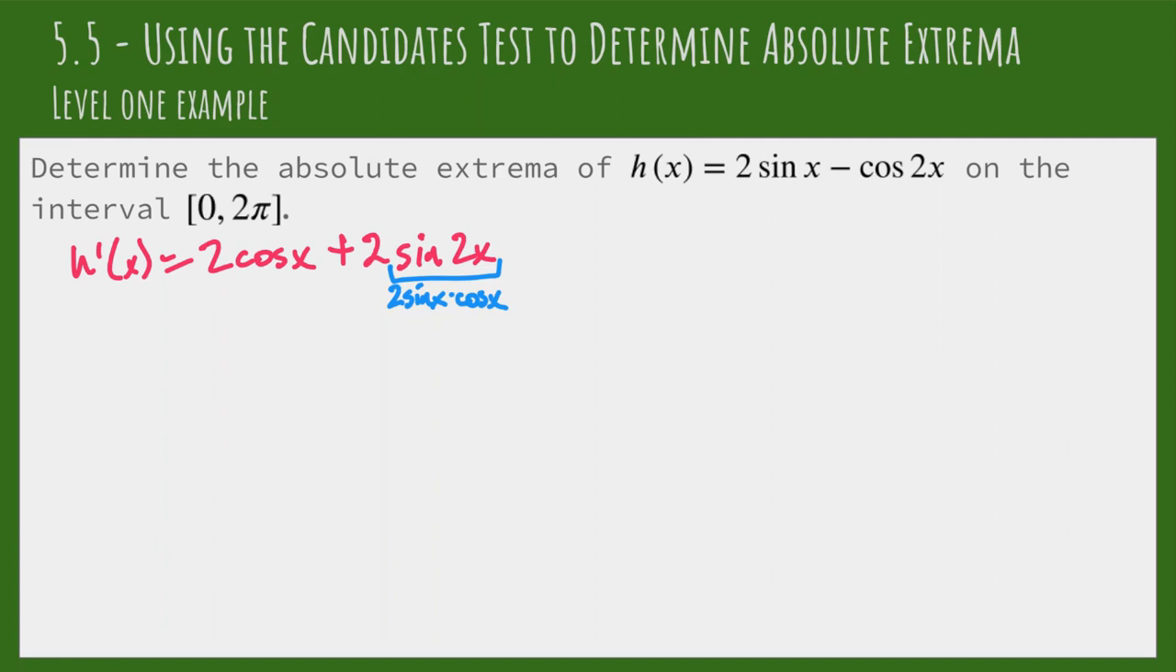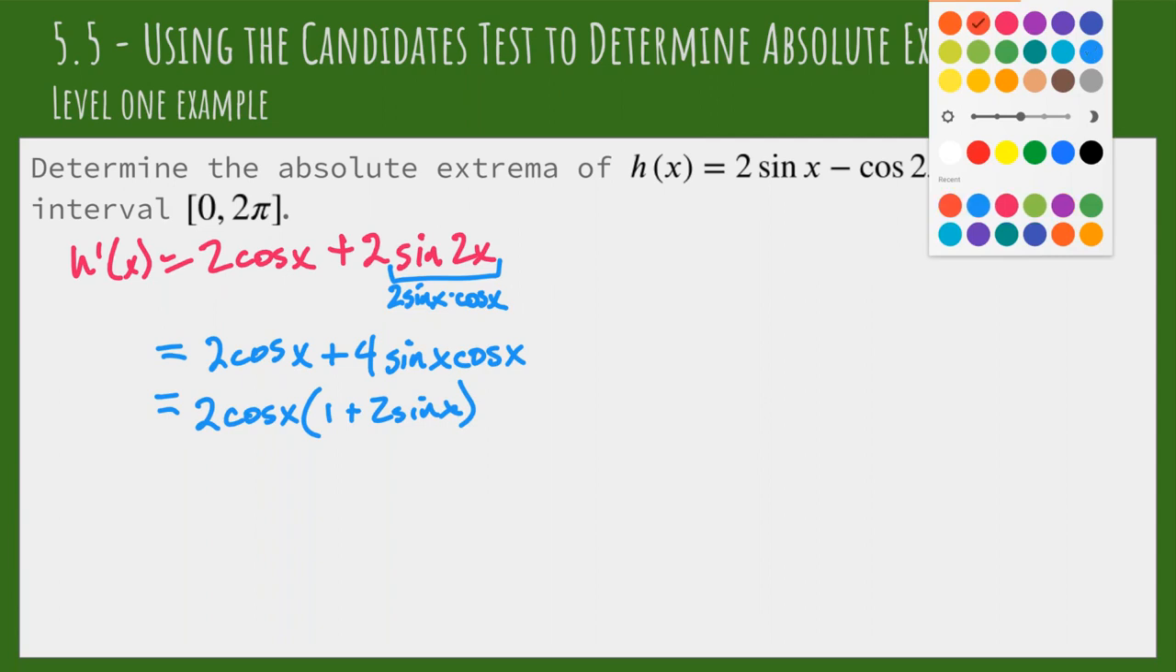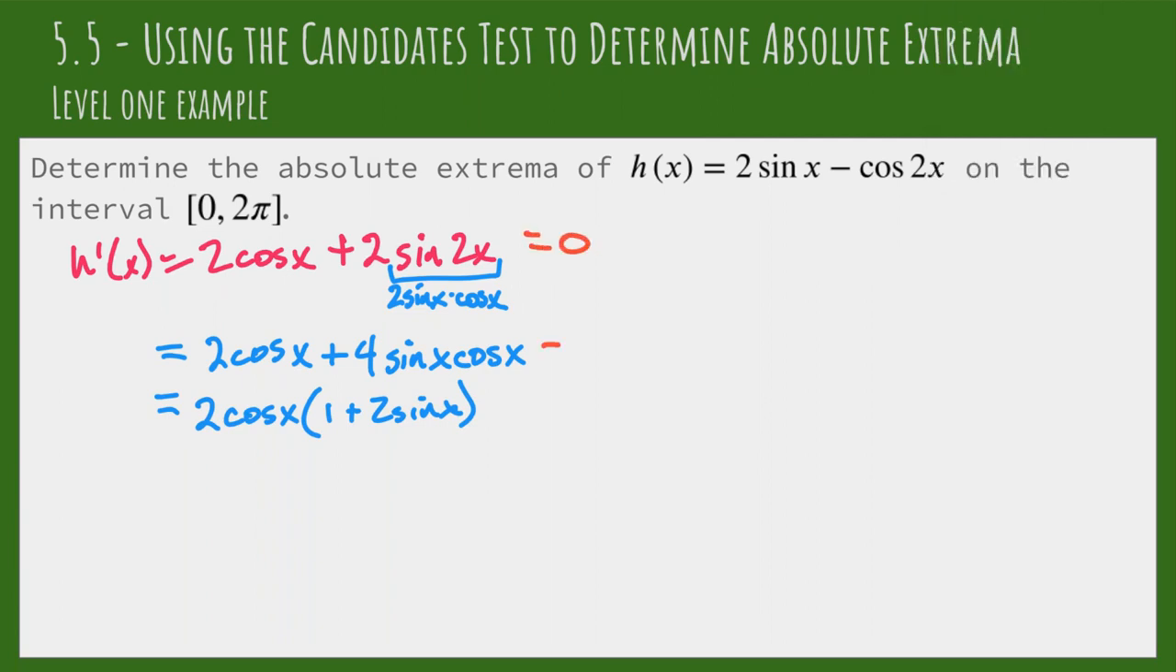So by using that identity, we can think of the derivative now as 2 cosine of x plus 4 sine of x cosine of x. And by doing that, we can factor out a 2 cosine of x, and that leaves 1 plus 2 sine of x. And we do want to know when this is equal to 0. So the whole point of this is figuring out when this is equal to 0.